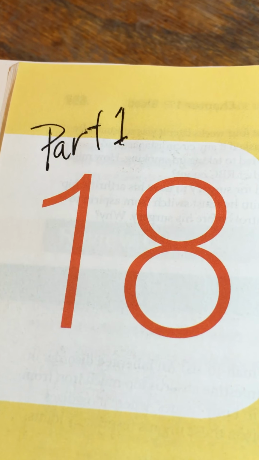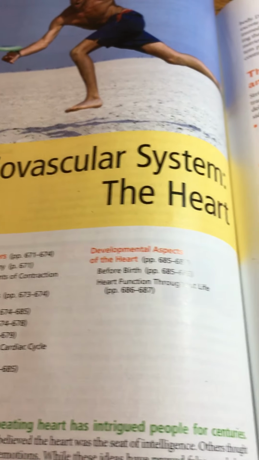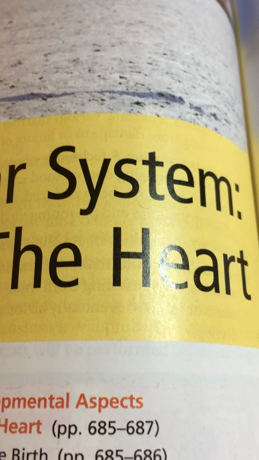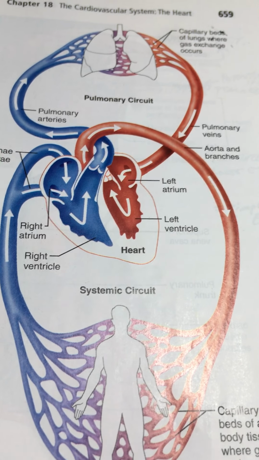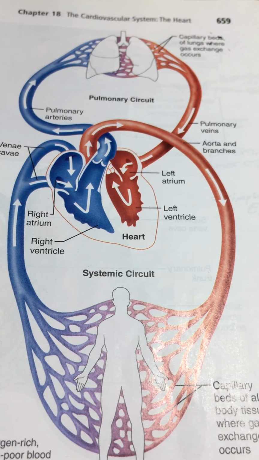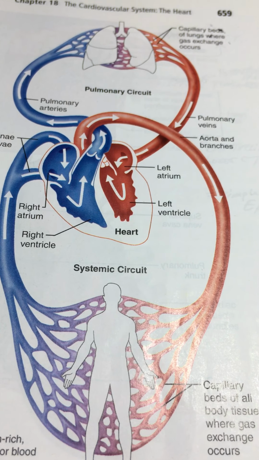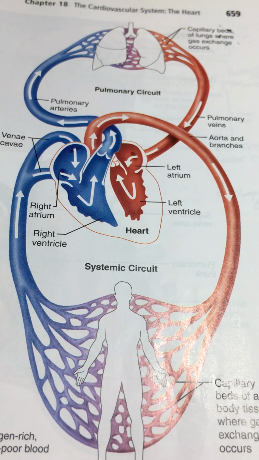We're on part 1 now, chapter 18, the cardiovascular system, and we're looking at the heart. We're beginning on pages 658 and 659, and we have the big overview here of the circuitry of the blood as it passes through the body.